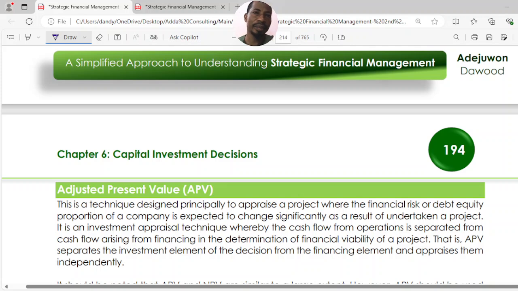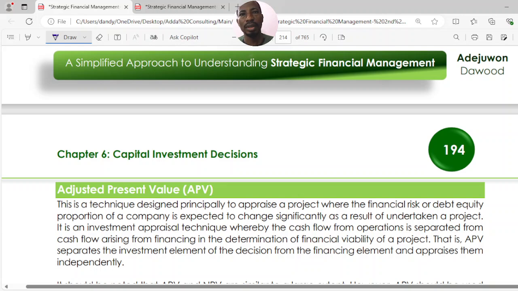It is a technique that separates cash flow from operations from the cash flows arising from financing and appraises each of them independently. Distinctively, APV should be used to appraise a project when issue cost or subsidized loan is provided in a question. Technically, that is what APV is all about.